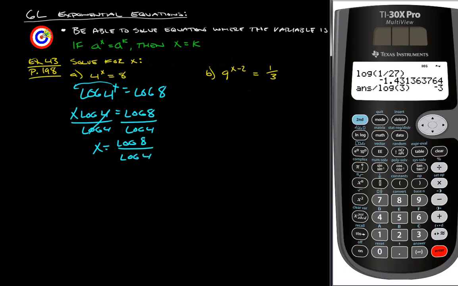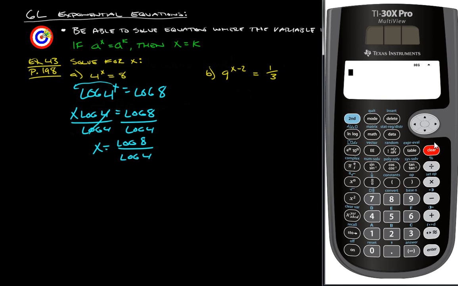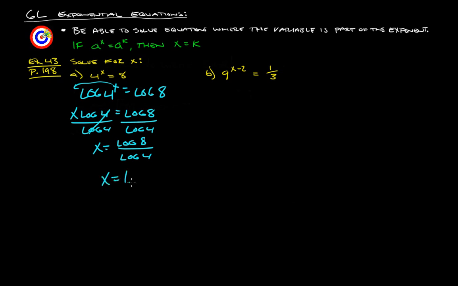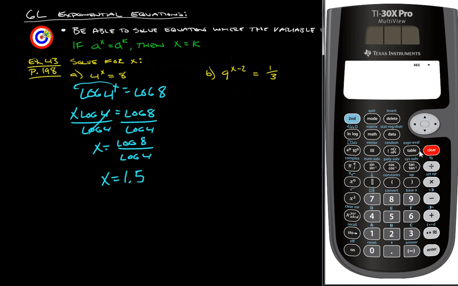All right, so let's pull our calculator up and try that out. So log 8, divide by log 4, and we get x equals 1.5. Okay, and then you can always double check to make sure that this works. 4 to the 1.5 power should equal 8. So let's try it. 4 to the, let's see, there's my exponent, 4 to the 1.5 equals 8. So then we know we have this right.